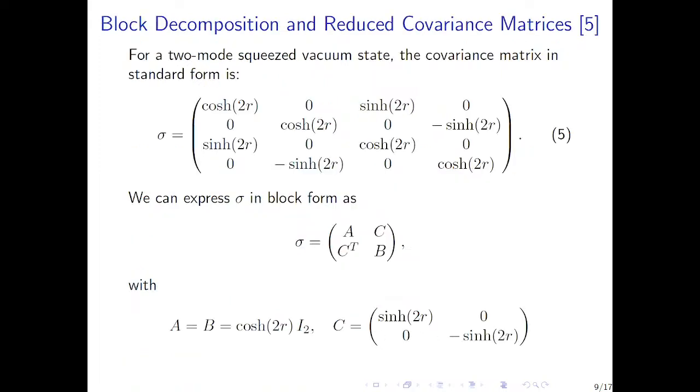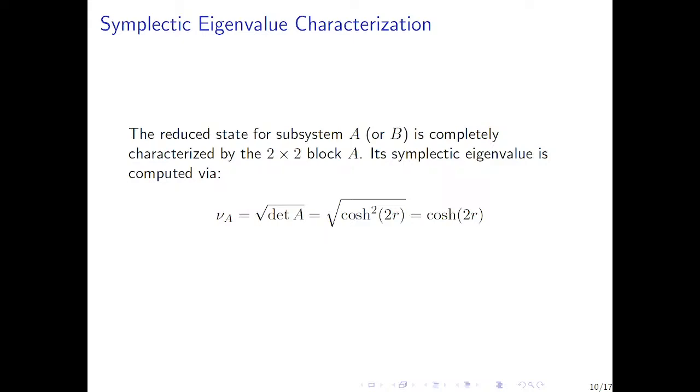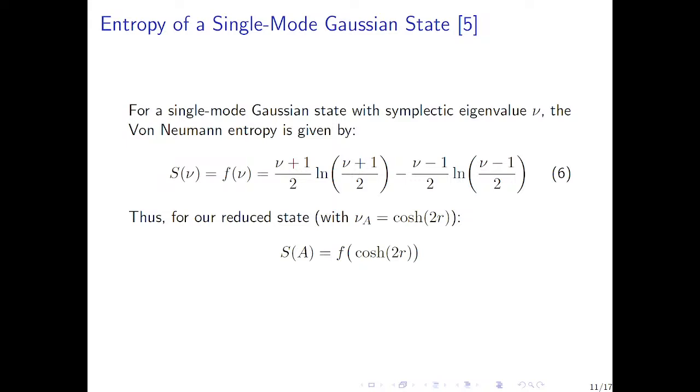Now we can use block decomposition to find our subsystems here. I'm going to go through this a little quick. Then we can use symplectic eigenvalues to find the characterization of these two subsystems. And then there's a known formula. We plug this in, and we can calculate the discord.